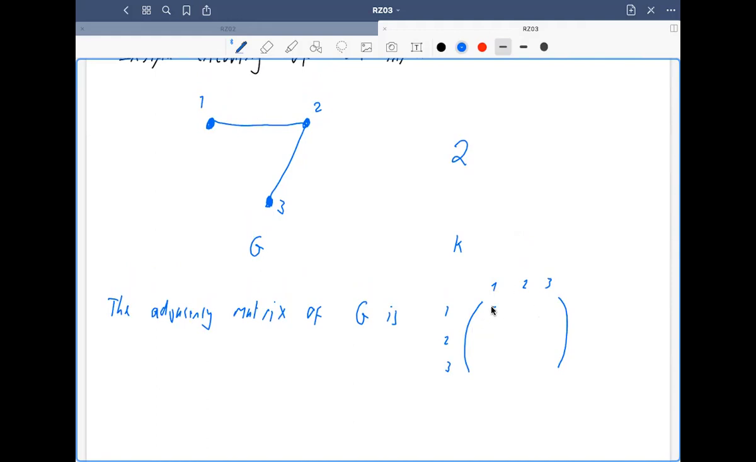So such adjacency matrices for these kinds of graphs always have a diagonal of zeros because there's never an edge from the vertex to itself. And then the remaining entries: we've got an edge from 1 to 2, so there's a 1 here. It's a symmetric matrix because there's also an edge from 2 to 1. There's an edge from 2 to 3, so there's a 1 here. And there's no edge from 1 to 3, so there's 0 here.